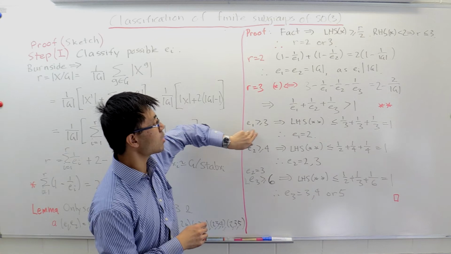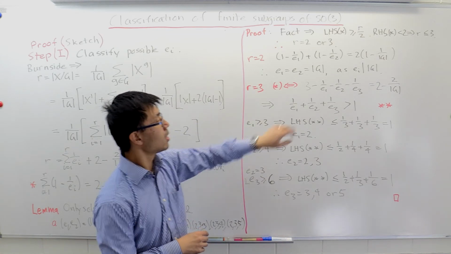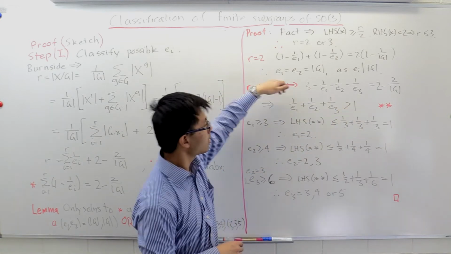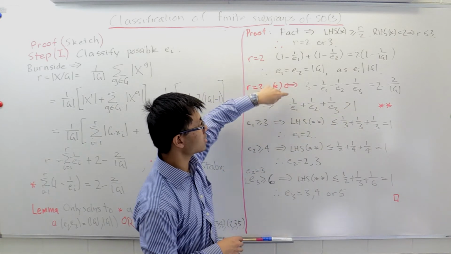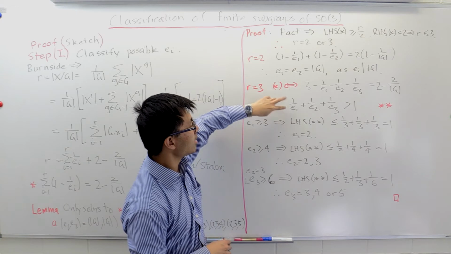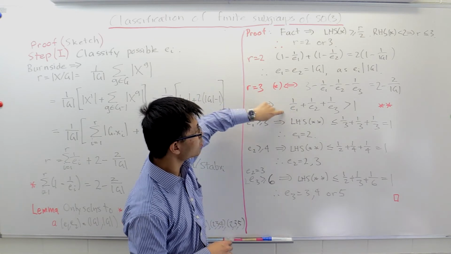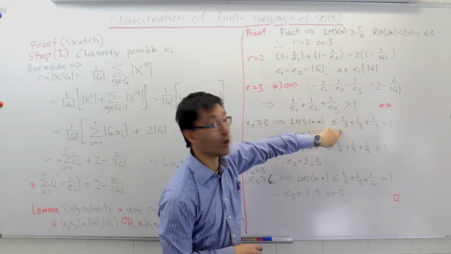Let's suppose E1 is at least 3. Let's see how big this can be. It has to be at least 1, so let's see how big it can be if E1 is at least 3. Since it's at least 3, the biggest this can be, since you're taking the reciprocals, is that the first one is at most a third.